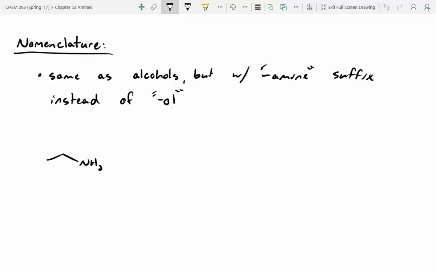Actually, yeah, let's do that one. What would this one be called? Ethanamine. Yeah, you could call it ethanamine. Oftentimes people don't like the way that flows off the tongue, and so they'll just call that ethylamine too. Either one's fine. Let's try another one. Isopropyl amine.